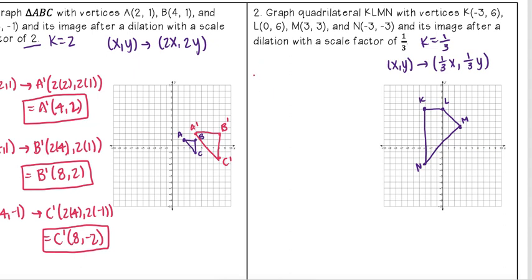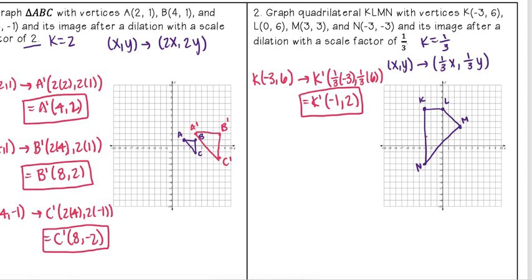So starting with K, (negative 3, 6). Well, I know I'm going to multiply 1/3 with both the negative 3 and the 6. So I'm going to have 1/3 times negative 3 and 1/3 times 6. Well, 1/3 times negative 3, I get negative 1. 1/3 times 6, I get 2. So K prime is at (negative 1, 2).